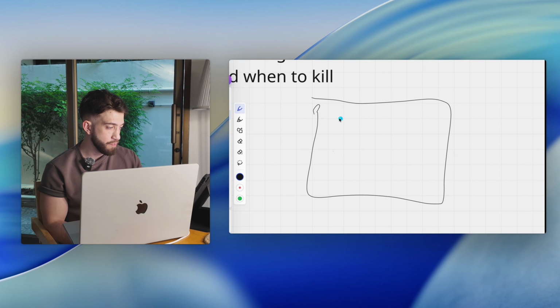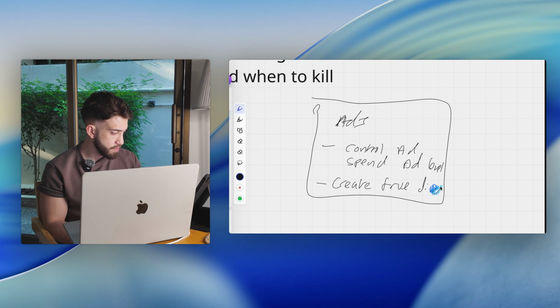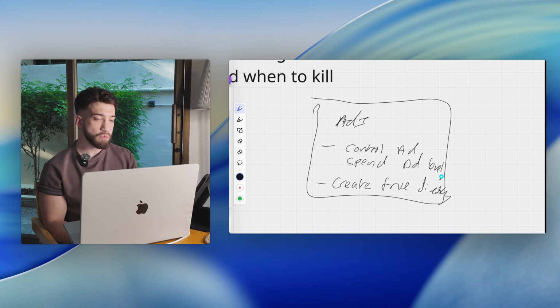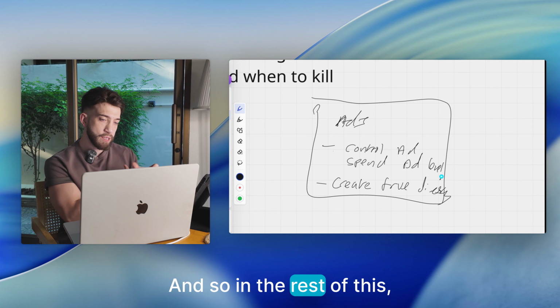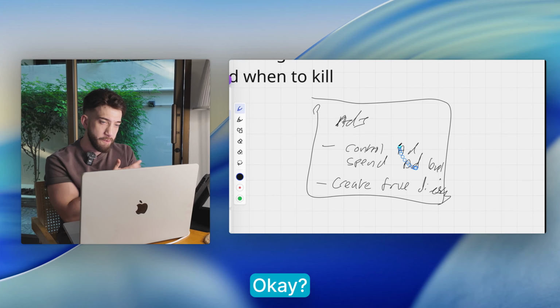So you run your ads, you control the ad spend at ad level, and then you create true diversity, right? And so in the rest of this, I'm now going to go into what that even means and how you actually go about doing it, okay?